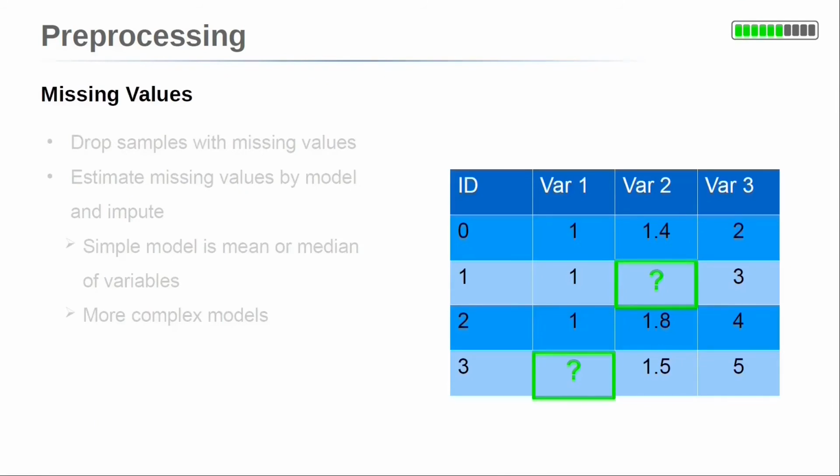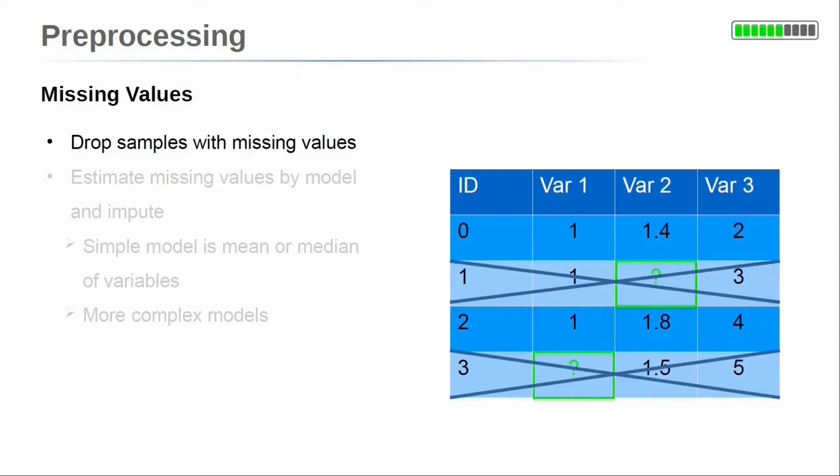Besides checking the data for outliers, another step in preprocessing the data is to handle missing data values. If there are missing values in your dataset, you often need to preprocess them before you can use your data for training your algorithm.